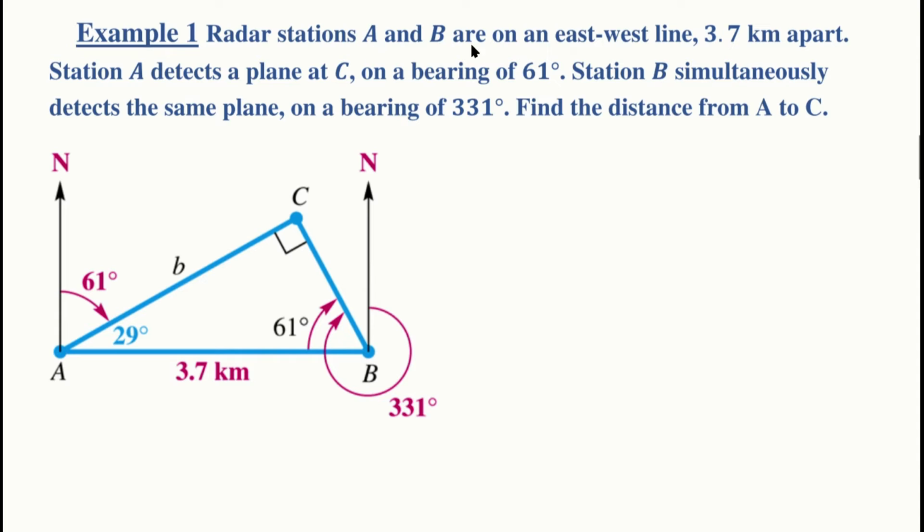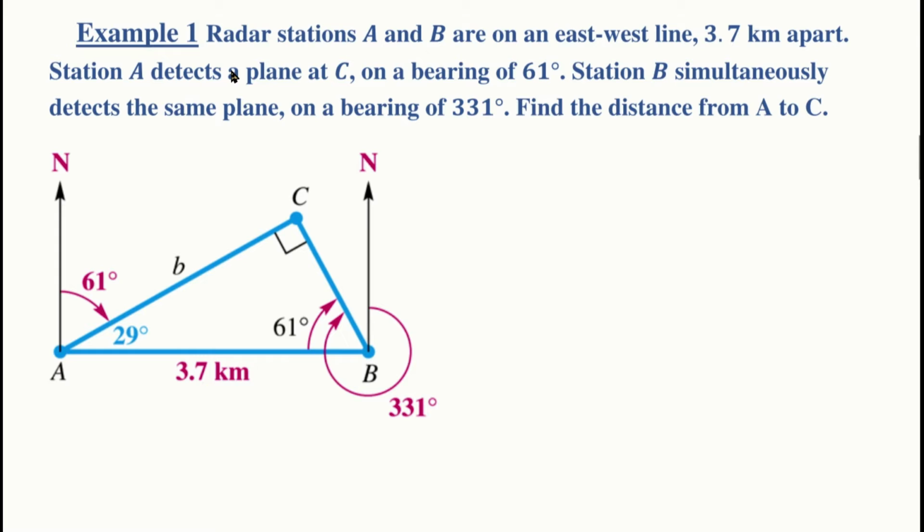Radar stations A and B are on an east-west line. That's an east-west line. Here's radar station A, here's radar station B. And they're 3.7 kilometers apart. So we know this distance here is 3.7 kilometers.